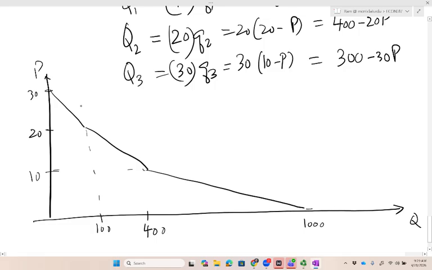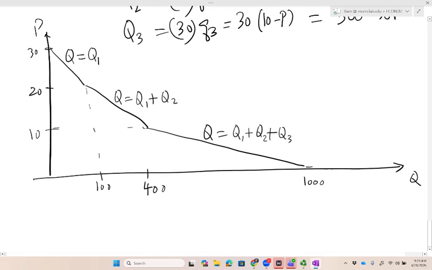This will be the market demand. I will write on the price range 30 to 20, market demand is Q equal to Q1. Price range 20 to 10, market demand is Q1 plus Q2. In the price between 0 to 10, all the three groups of buyers are participating. So Q is Q1 plus Q2 plus Q3.